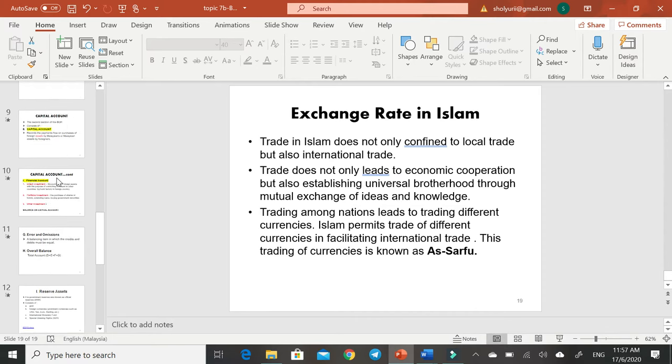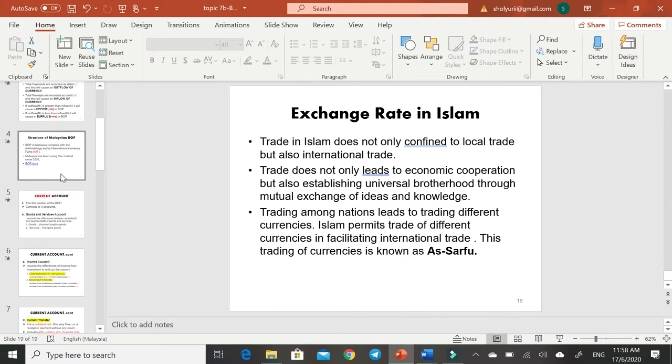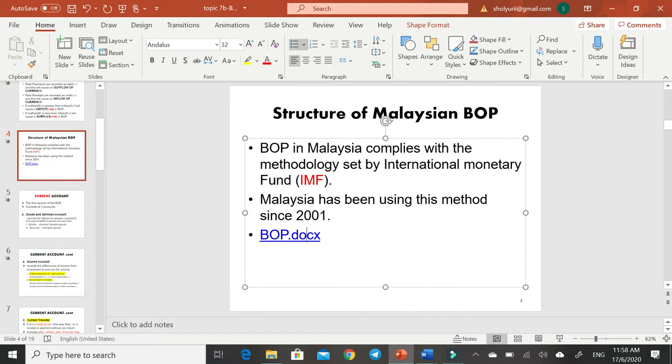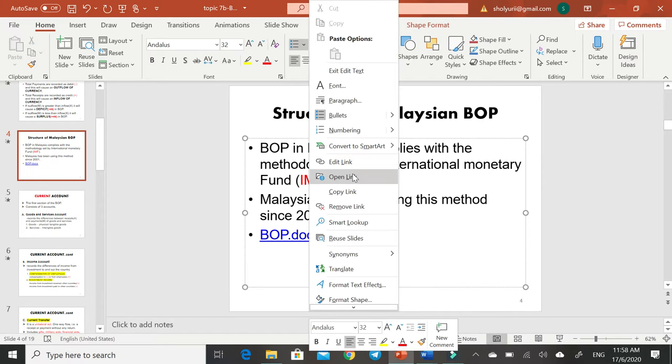Okay, so let's go back with our structure of balance of payment. Okay, balance of payment in Malaysia complies with the methodology set by International Monetary Fund, meaning that how we record the transaction of export and import inside balance of payment account is using the guideline by the IMF. And Malaysia has been using this method since 2001. So macam mana rupa dia?